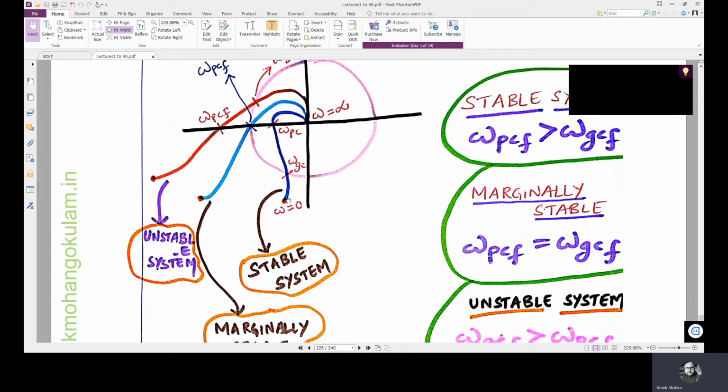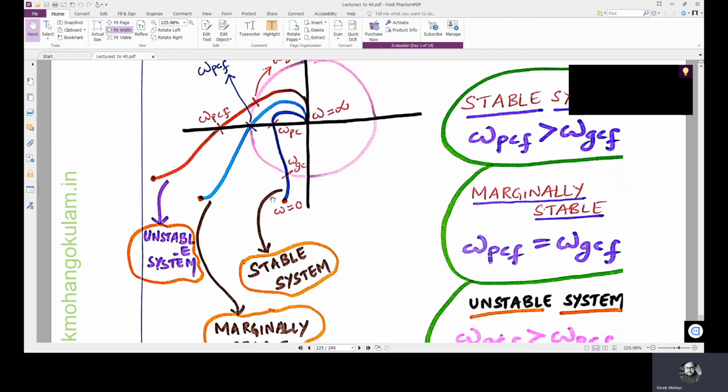Now, what is the peculiarity of the first system, the dark blue one? Suppose we are drawing this from omega equals 0 to omega equals infinity. Then how can we compare omega GC and omega PC? Here we can see that omega PC is greater than omega GC, because here it terminates at omega equals infinity and it starts at omega equals 0. So this omega is greater than this omega. So omega PCF is greater than omega GCF. This system is a stable system. It is inside the unit circle.